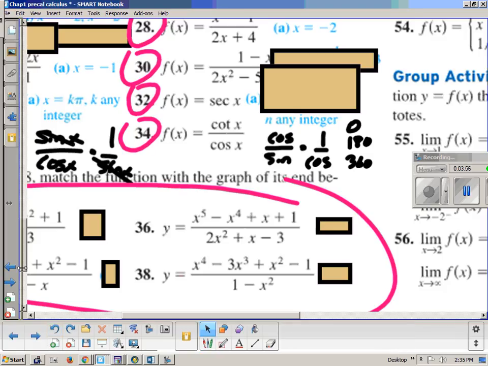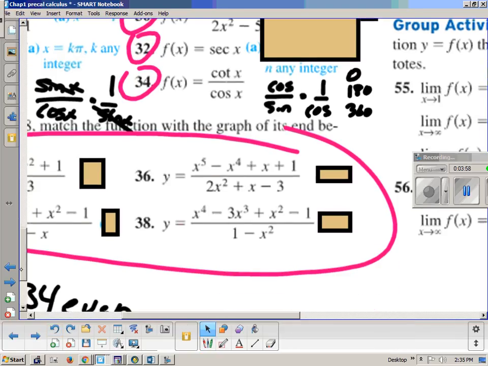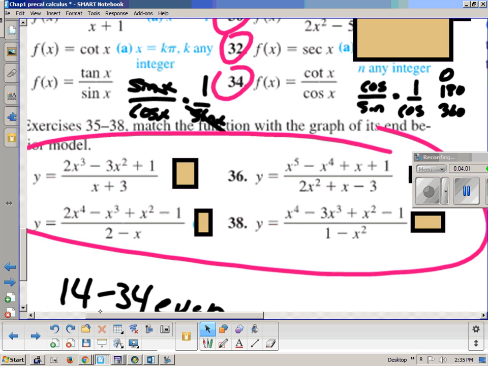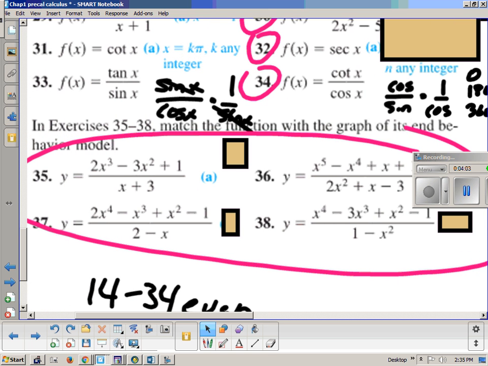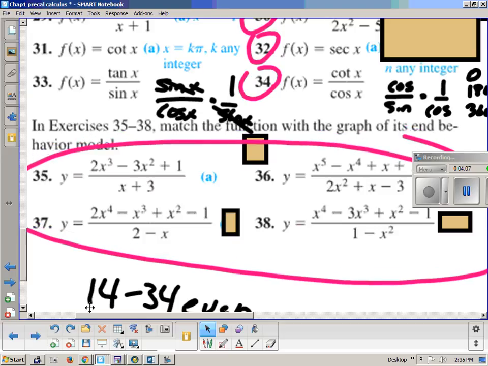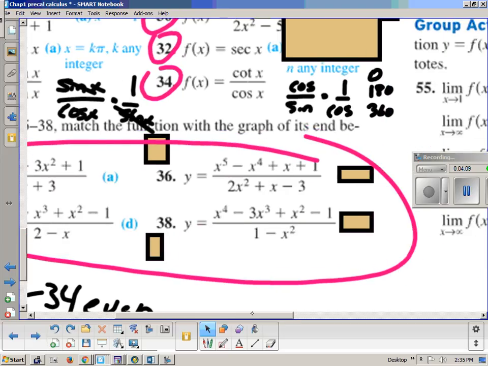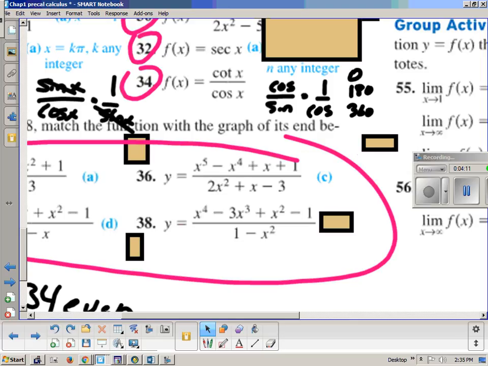All right, moving on to the next section. These graph matchings: 35 is A, 37 is D, 36 is C, and 38 is B.